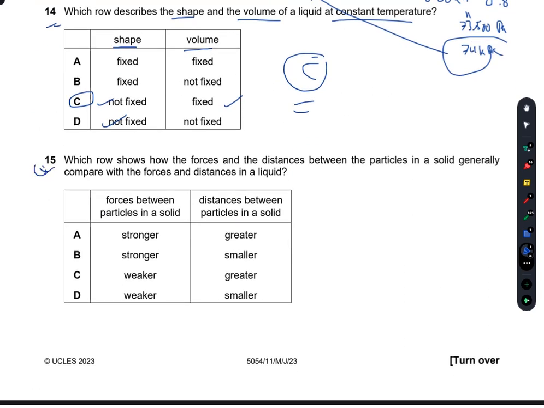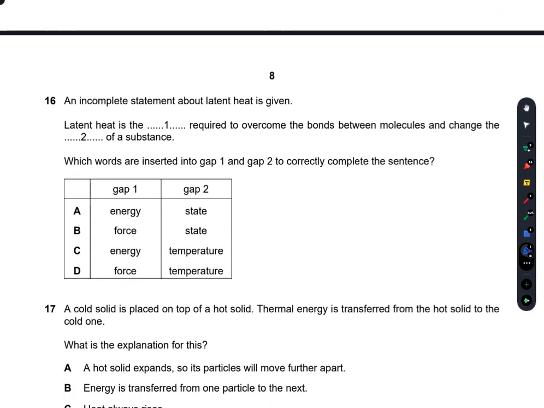Question number 15 is again a very easy one. Which row shows how the forces and the distances between the particles in a solid generally compare with the forces and distances in a liquid? Forces between particles in a solid are stronger because they cannot move, and the distance between particles in a solid is lesser as they do not move, as you know. So B is the right option.